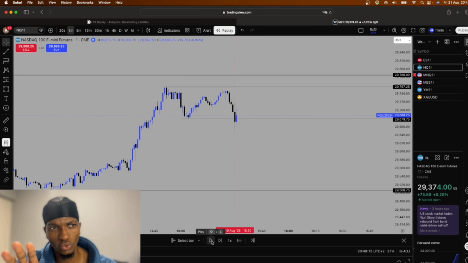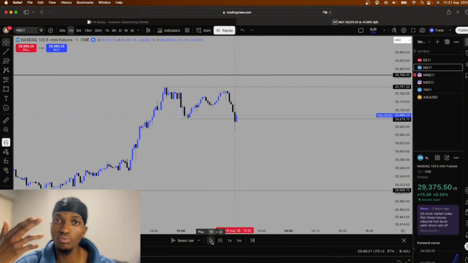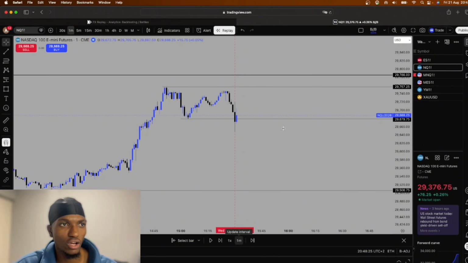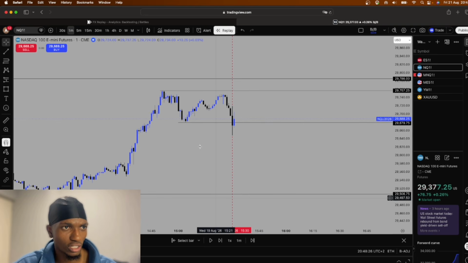Boom. What do we have now? A manipulation to the downside, right? So we're gonna look for a displacement to the opposite direction and a change in market structure with that. So let's see if we get that.